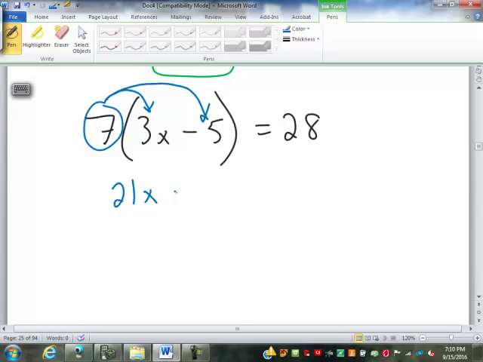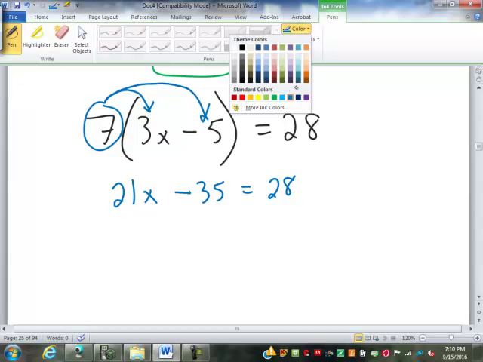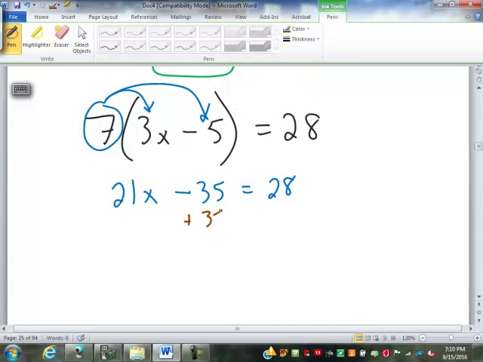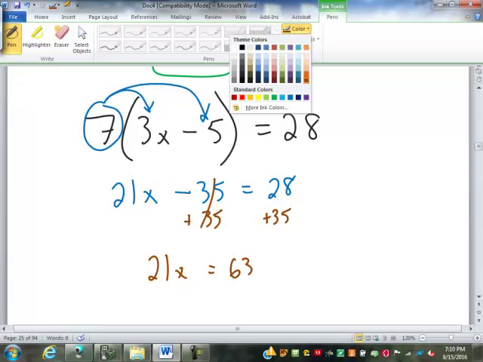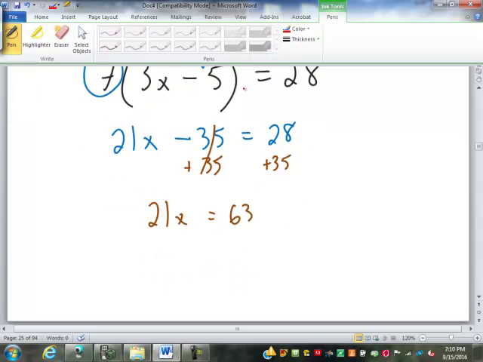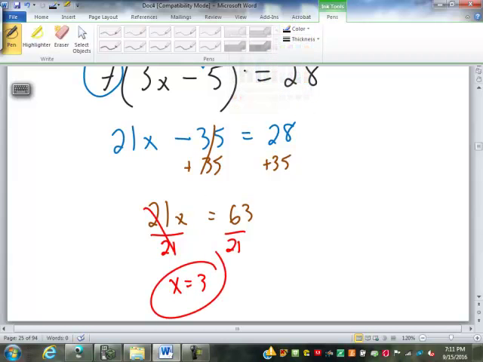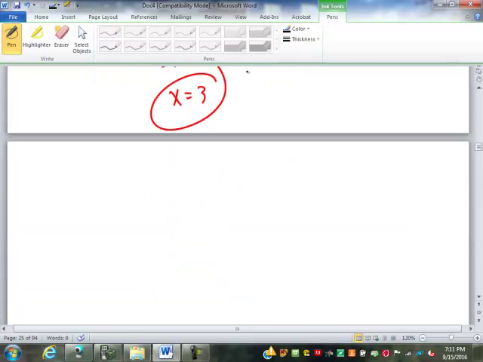7 times negative 5? Negative 35. And then add 35. 21x equals 63. And then divide by 21. X equals 3. What do you think so far? Doing well?